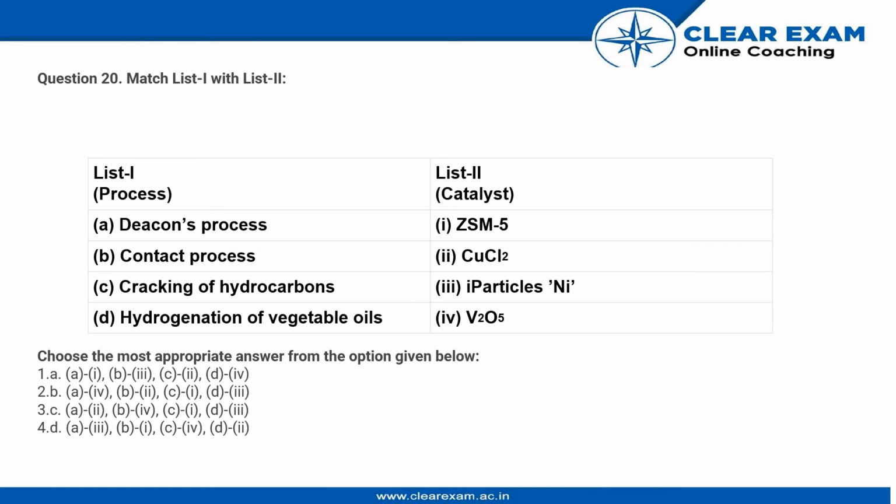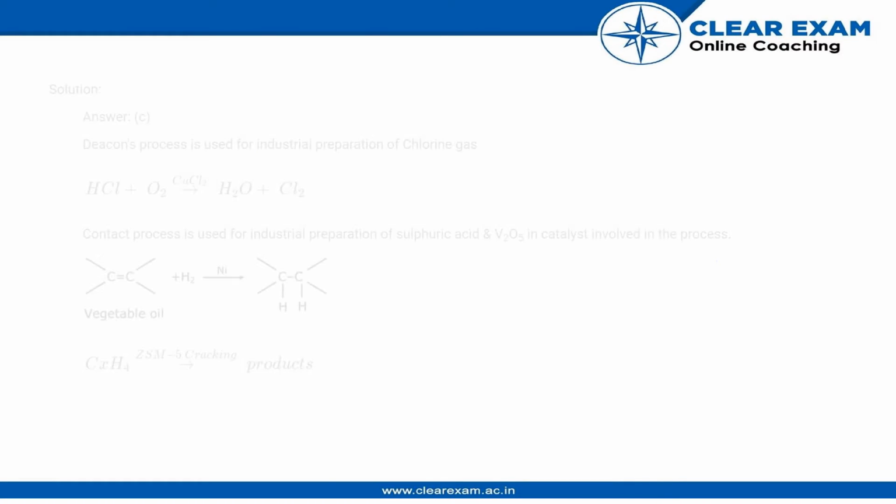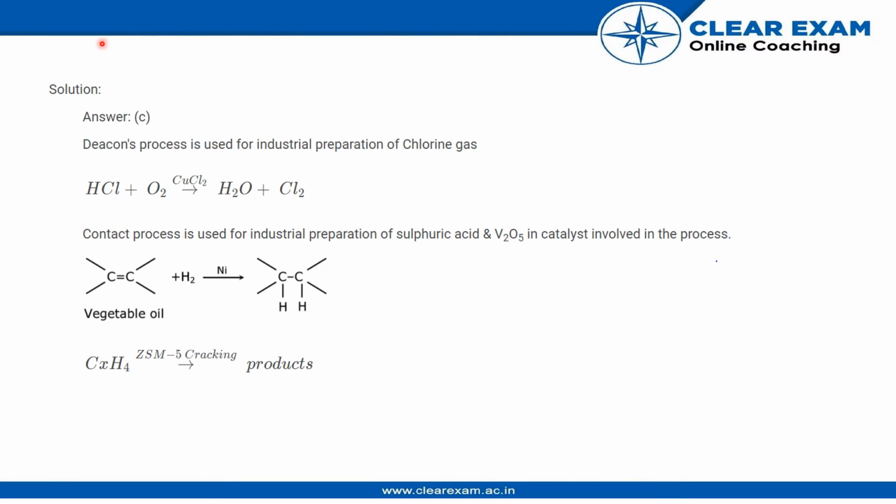Hello students, now this is a factual question. If we look at list 1, we have the processes, and list 2 comprises of catalysts used in those processes. So we need to match the correct catalyst to the correct process. So if we look, the answer is C.